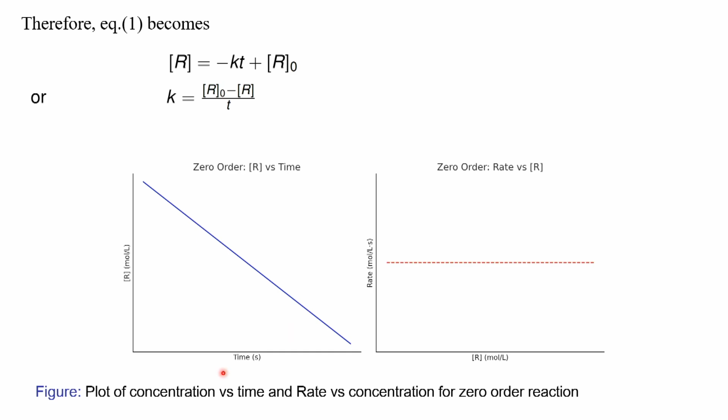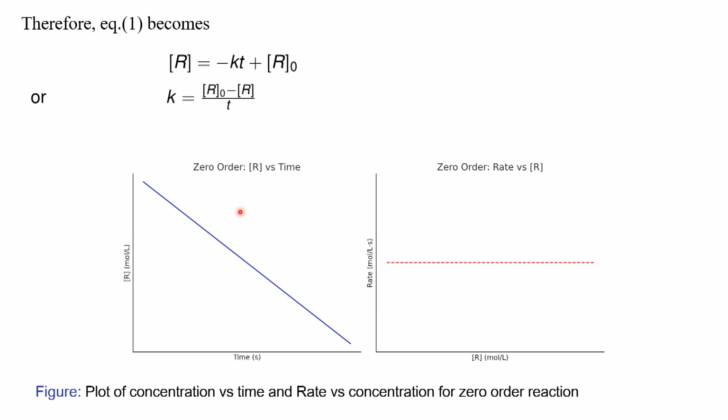If we see this expression, when we plot concentration of R versus time, we get a straight line. It is like y equals mx plus c. So here the intercept is R naught. When t goes to 0, if we extrapolate to this point, we get R naught. So we get a straight line with negative slope here. From the slope we can calculate minus k. So the slope is nothing but minus k, and from the slope we can calculate the rate constant.